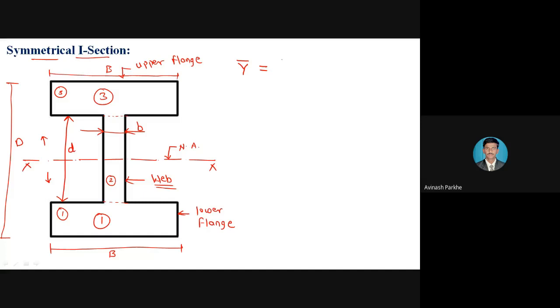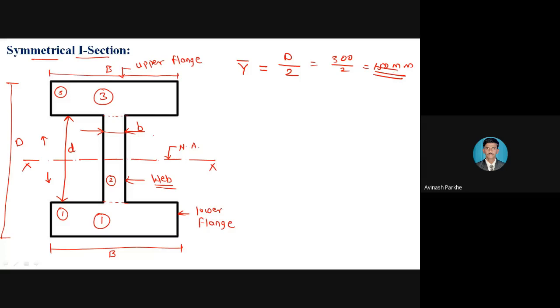Therefore, directly I can say that for the symmetrical I section, the y bar is equal to capital D divided by 2. Directly I can write down the formula: y bar is equal to capital D divided by 2. If capital D is given as 300 mm, for example, then 300 divided by 2 means 150 mm. This is the y bar.